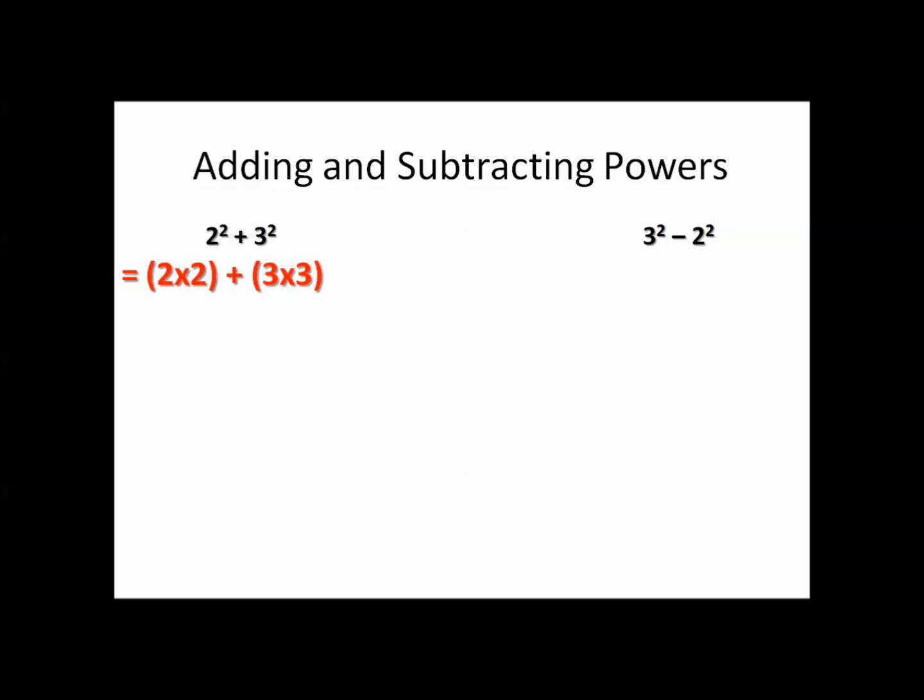And you remember from order of operations in BEDMAS that brackets come before any other operations, so we'll do the operation inside the brackets, which gives us 4 plus 9. Add that together, we get 13.